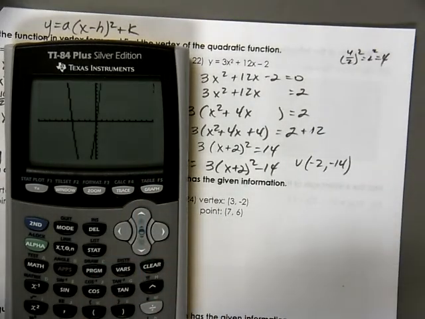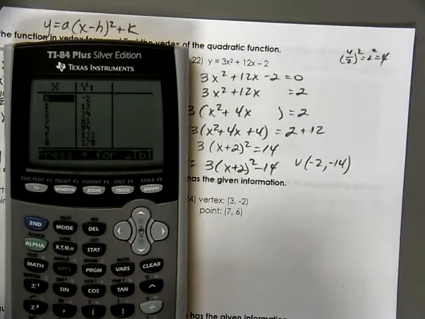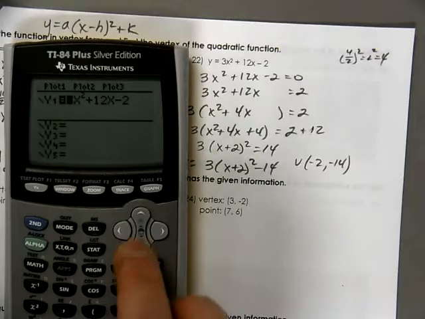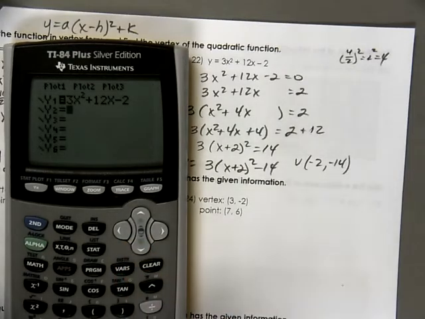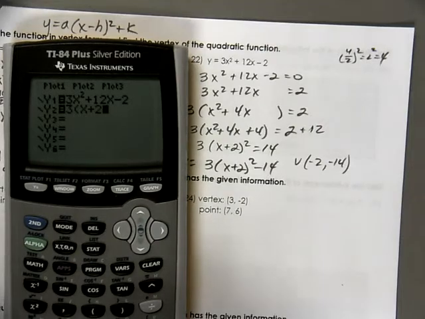And we can see where the graph is. We could also see what the table is. If we type our vertex form into there, we should get the same exact table, same exact graph.